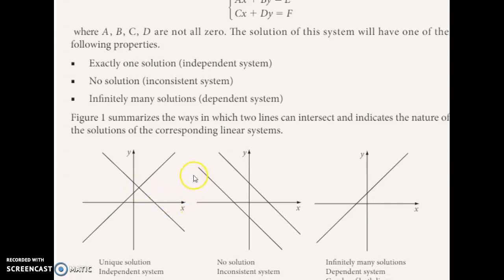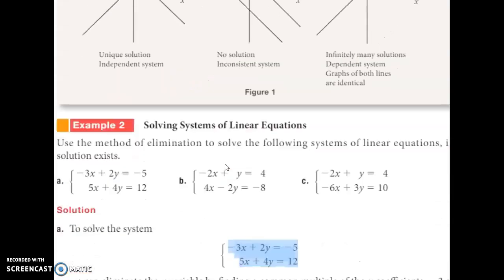Now, sometimes it happens that these two lines are parallel, at which point they don't cross, we have no solution. And sometimes the two lines are identical, and we have infinitely many solutions. That's called a dependent system, which is what they list here. And we will see that in the example.